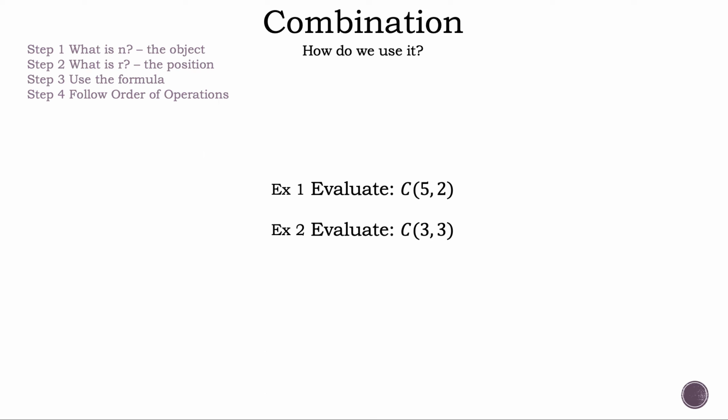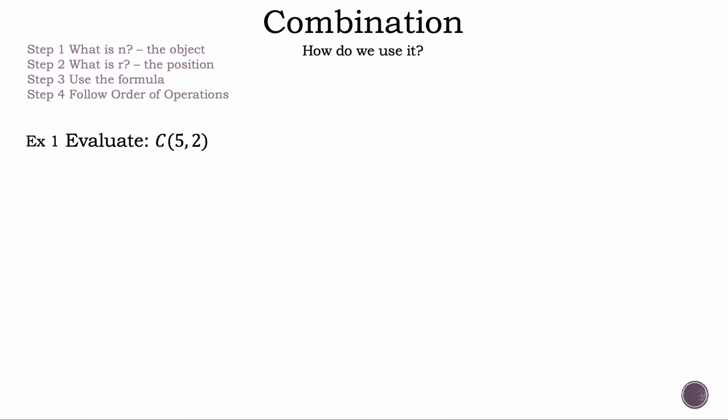Now, let's take a look at the examples we're going to discuss in today's video. Let's take a closer look at example 1. Now, let's read the steps. Step 1. What is n? The object. Step 2. What is r? The position. Step 3. Use the formula. Step 4. Follow order of operations. Now, let's read the question. Evaluate 5 choose 2.